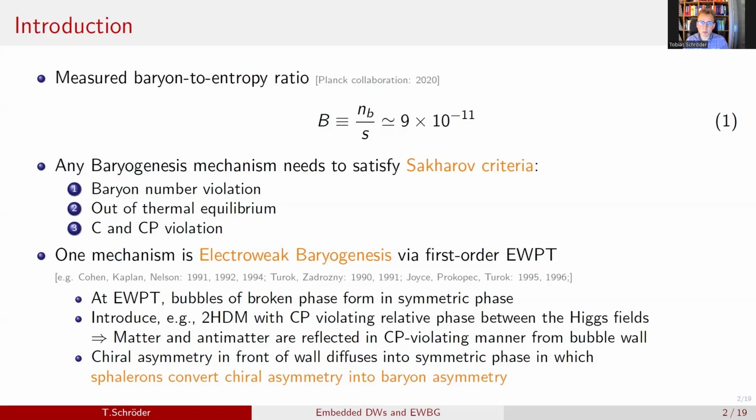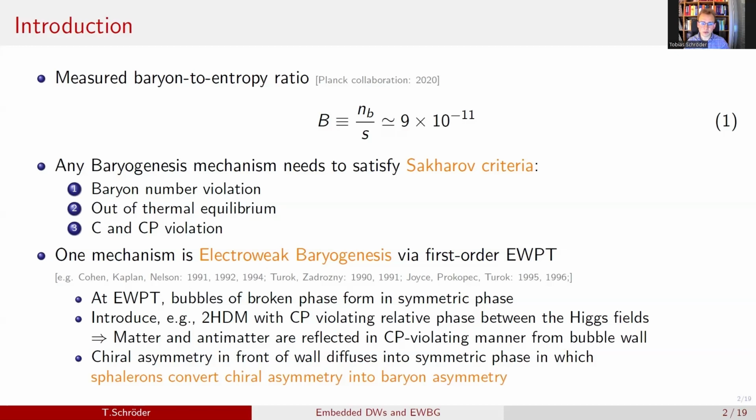Any mechanism producing such an overabundance of baryons needs to satisfy 3 criteria, the so-called Sakharov criteria. The mechanism needs to be baryon number violating, it must happen out of thermal equilibrium, and it must violate C and CP symmetry. One such mechanism that satisfies these 3 criteria is electroweak baryogenesis via a first-order electroweak phase transition. The idea is as follows.